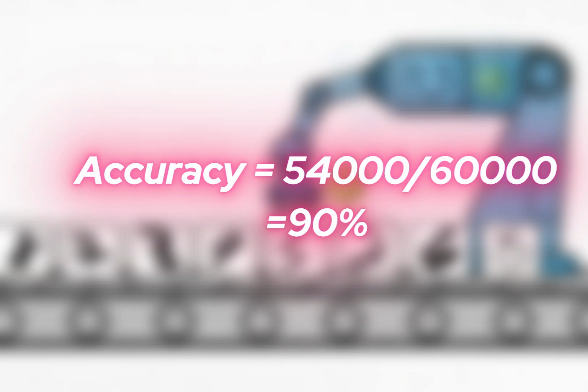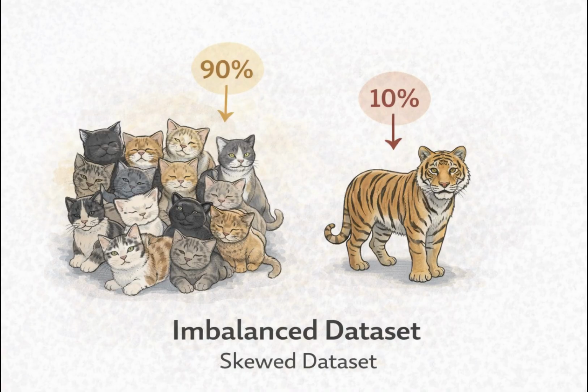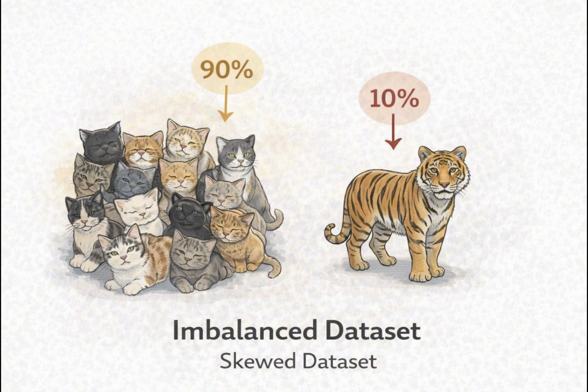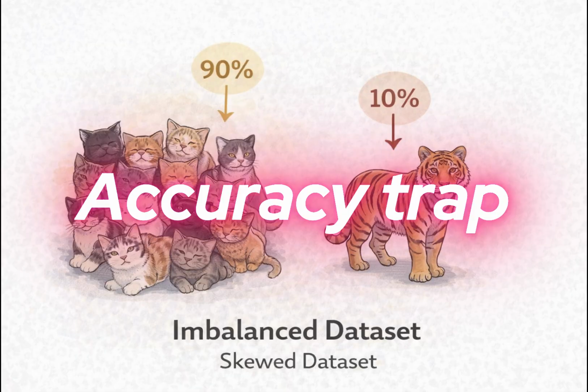And this is the problem. How can such a useless system achieve 90% accuracy? The issue comes from the data itself. Our dataset is imbalanced. Only 1 out of every 10 images is a 5. This is exactly what we call an imbalanced dataset. And in such cases, we often fall into something known as the accuracy trap. The accuracy trap means that accuracy alone is not a reliable metric for judging how good a model really is.